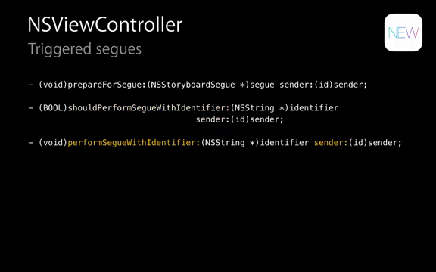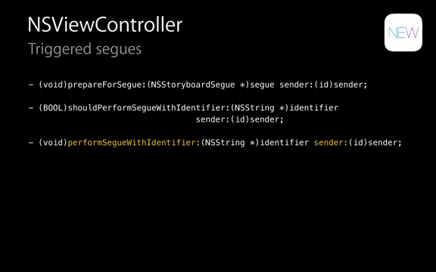Then you can call perform segue with identifier sender, and we will find the segue in the storyboard for you and call perform, which will flow back through should perform segue with identifier, and of course call prepare for segue, and you can wire up the represented object.